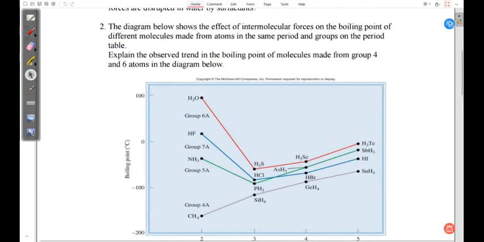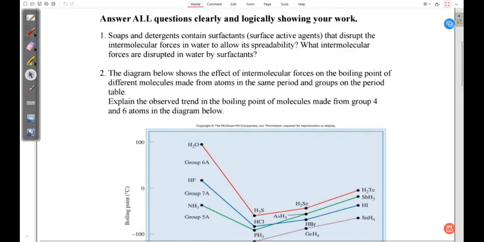Okay, let's start with the very first one. Soaps and detergents contain surfactants. These are surface active agents that disrupt the intermolecular forces in order to allow its spreadability. What intermolecular forces are disrupted in water by surfactants? So this question is basically very simple. It just requires you to be able to identify the intermolecular forces that are present in water.